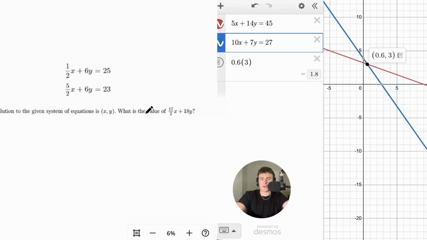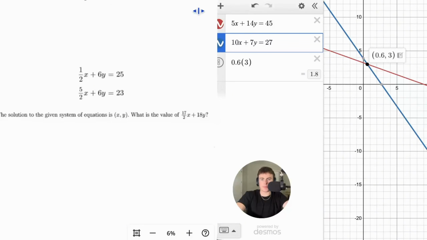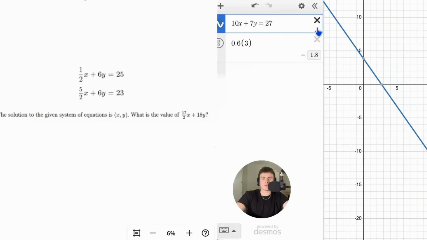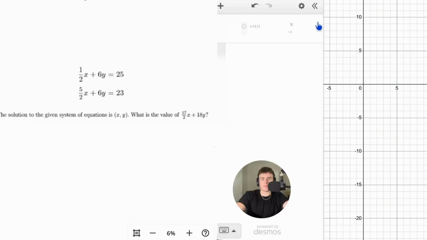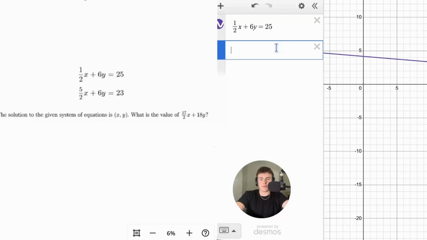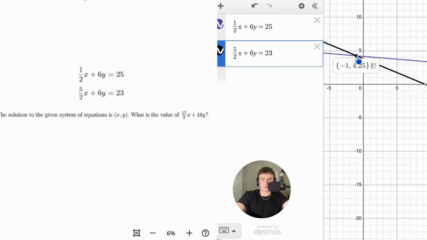This one says, the solution to the given system is x comma y. What is the value of 17 over 2x plus 18y? So it's the same thing. We're just literally going to plug it in. We have 1/2 x plus 6y equals 25. Then you have 5 over 2x plus 6y equals 23. So we're going to get one intersection, and this is -1, and this is y.